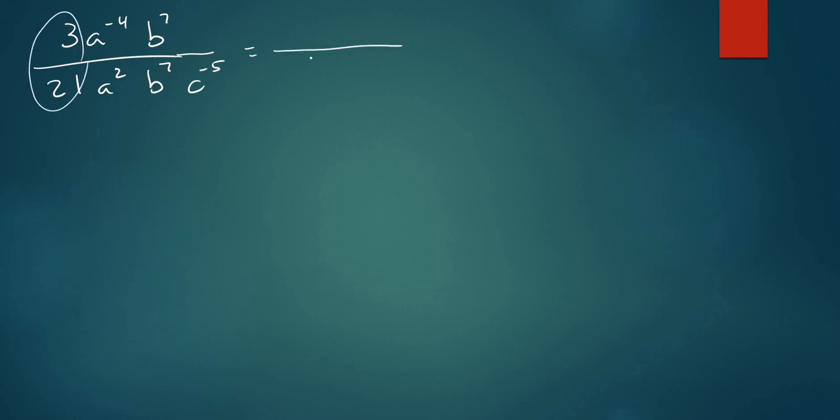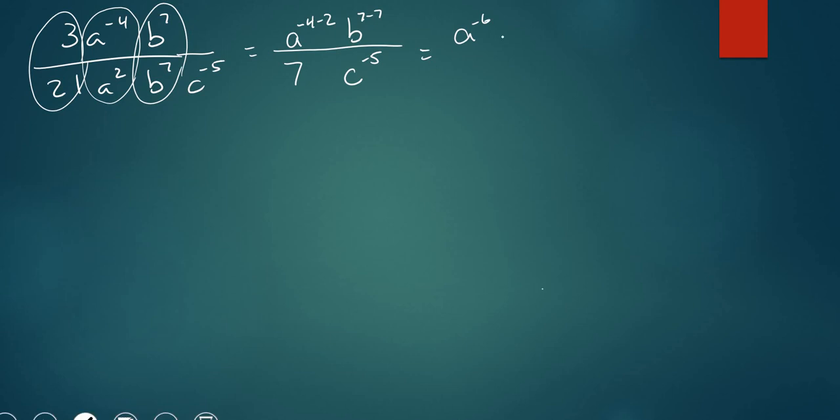So the first thing I'm going to do is simplify this to 1/7. I don't need to write the 1. Then I'm going to use my quotient rule on a to the negative 4, so a to the negative 4 minus 2. I'm going to do the same thing with my b's, b to the 7 minus 7. And I want to leave this c to the negative 5 down there for now. So now I have a to the negative 6, b to the 0, over 7c to the negative 5.